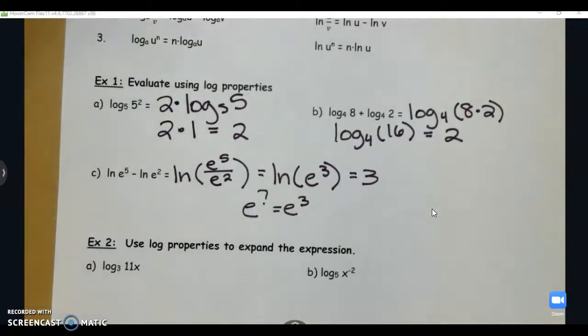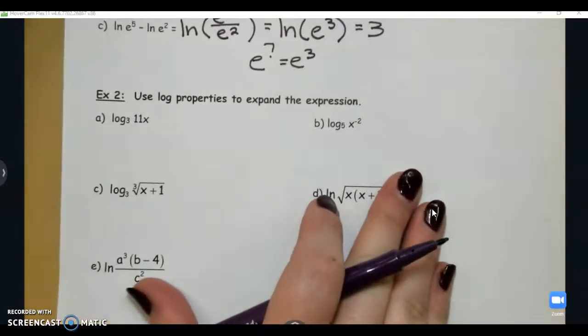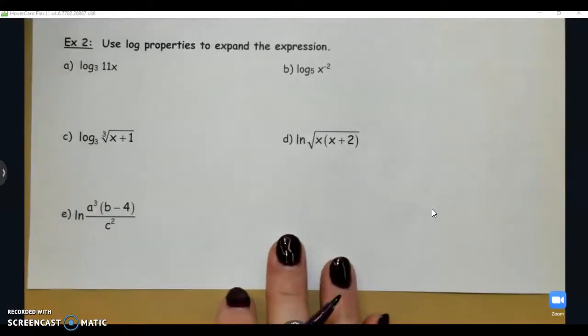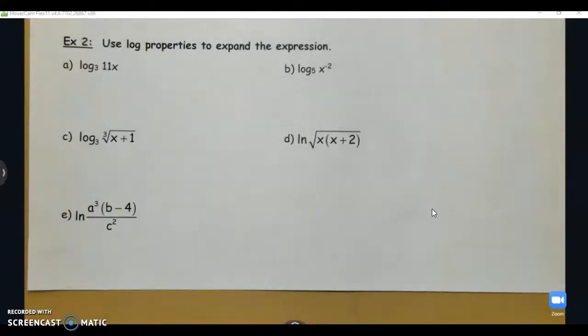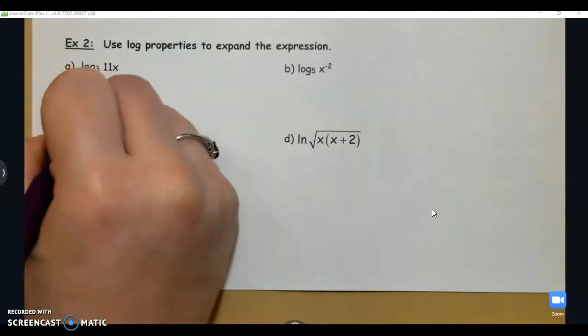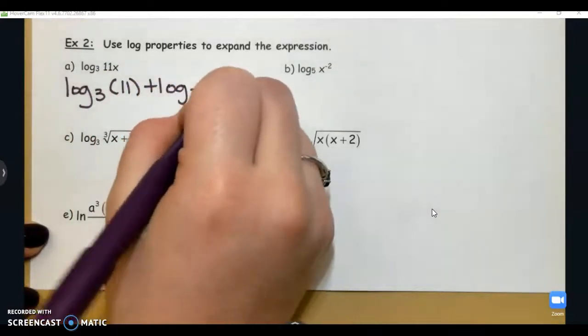Okay. So we can evaluate logs using the properties, and we can also expand the expressions using these properties. So some of these have more steps than others. Apologize, my paper is getting stuck here. There we go. So on example 2, we are expanding the expression. We want to make it as long as possible, breaking all the pieces apart. So starting with part A, we have log base 3 of 11x. That is 11 times x, which is our multiplication property. So we can expand that into log base 3 of 11 plus log base 3 of x.